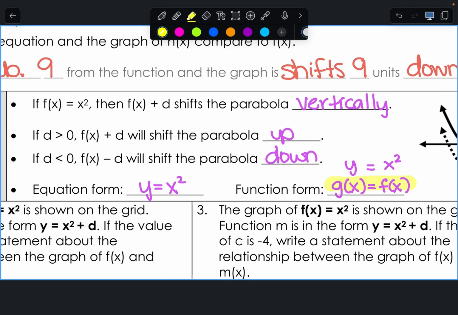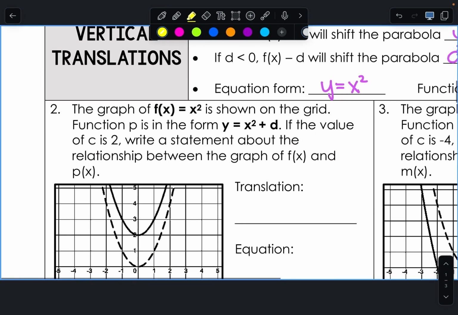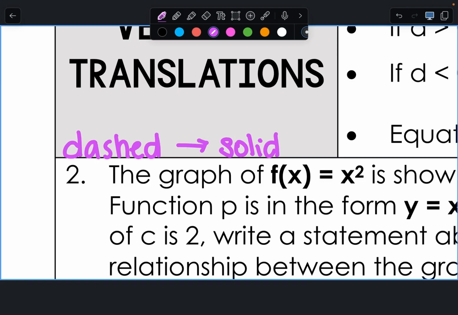We'll get practice. You'll be fine. And anytime, like I said, your parent function will always be a dashed line. So you always want to make sure you're going from dashed to solid to identify the transformation. That's how it would be on the STAR test.